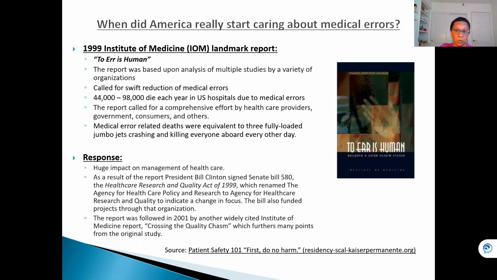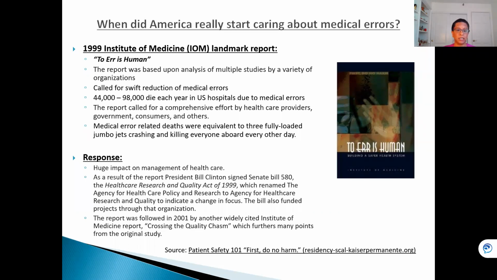This is something you might want to take a note of or take a screenshot of this picture to read that report. It's very eye-opening, very data-heavy, and there was a call for swift reduction of medical errors based on its findings. One of the key stats was that 44,000 to 98,000 die each year in US hospitals due to medical errors, and that was back in '99. It called for a massive, comprehensive collaborative effort by government, consumers, healthcare providers, industry and others to come together and say this is a huge risk for us as a nation, for the American public, and something needs to be done about it.